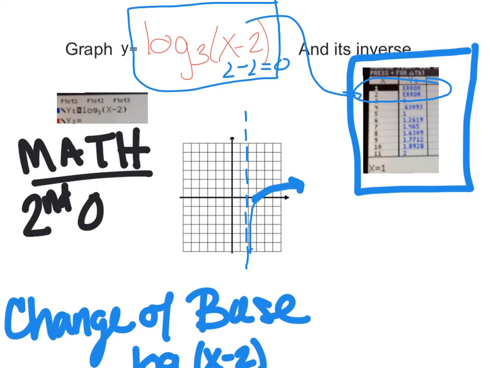Now it also says graph its inverse. So again, I'm just going to take the points that I know and flip them. So 5, 1 is now 1, 5.